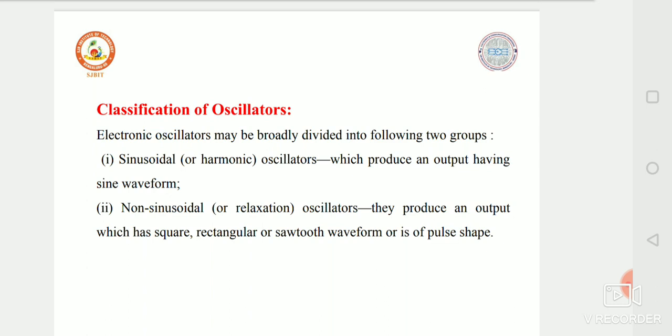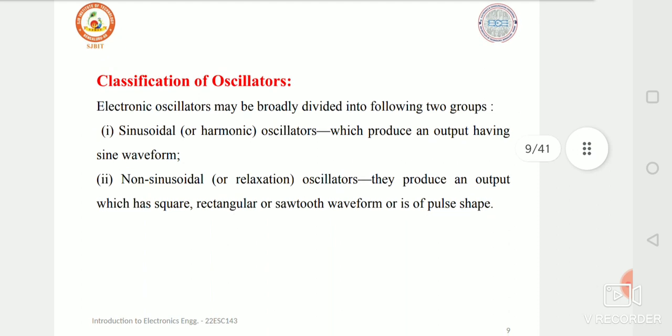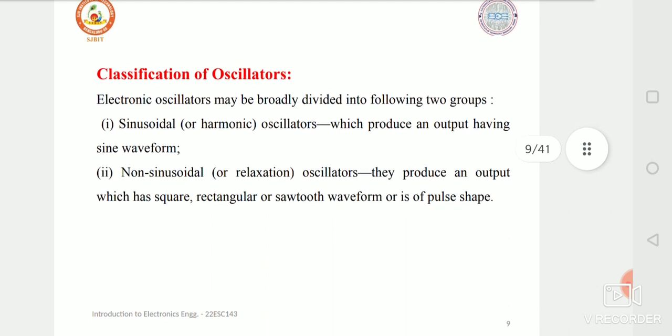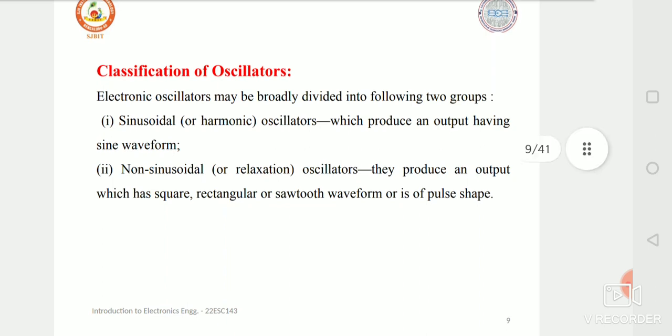Sinusoidal oscillator, which provides an output having a sine wave, or we will call this a harmonic oscillator. And then it is divided into non-sinusoidal or relaxation oscillator that produces an output which has a square wave, rectangular and sawtooth waveform, or pulse.